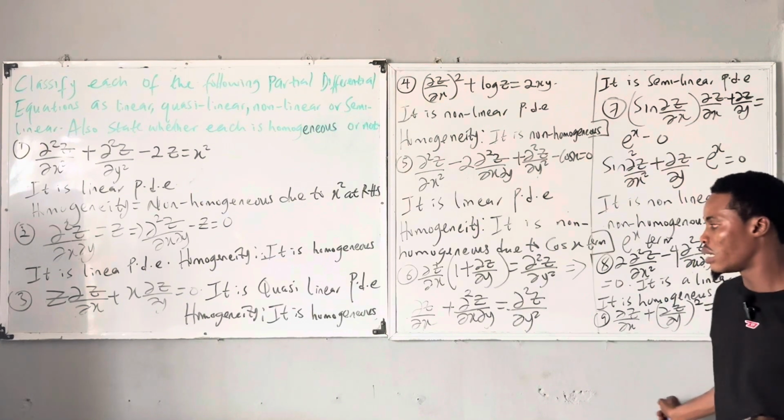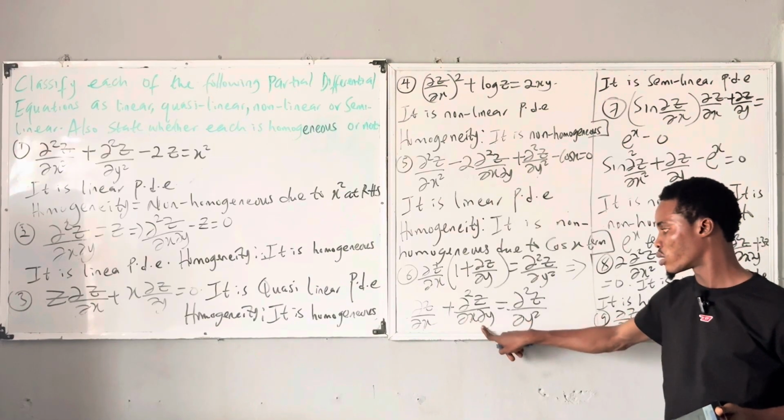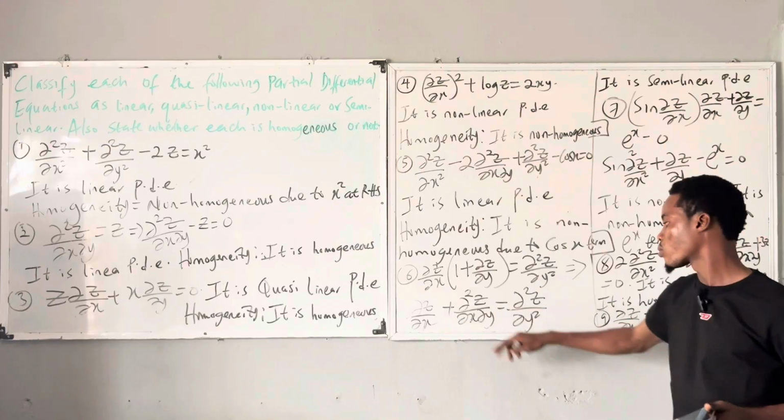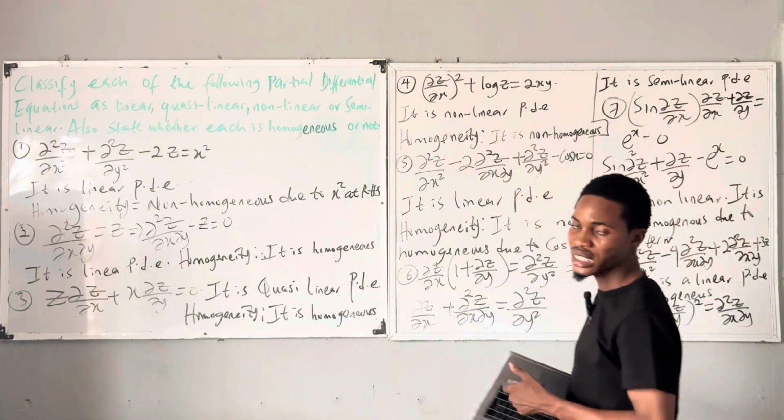We call this one semi-linear because the coefficients of dz over dy are multiplied together, and also here, dz over dy are multiplied together. And the power of the second derivative of z over dx dy is 1, which makes it linear. So this equation is a semi-linear PDE and it is homogeneous. Why? Because each term contains the partial derivative of z. You have a partial derivative of z, partial derivative of z, partial derivative of z, which makes the equation homogeneous.